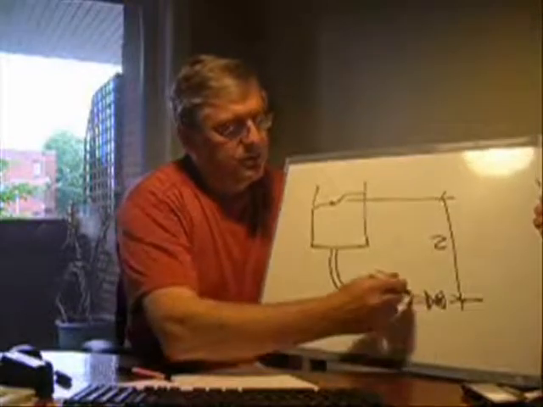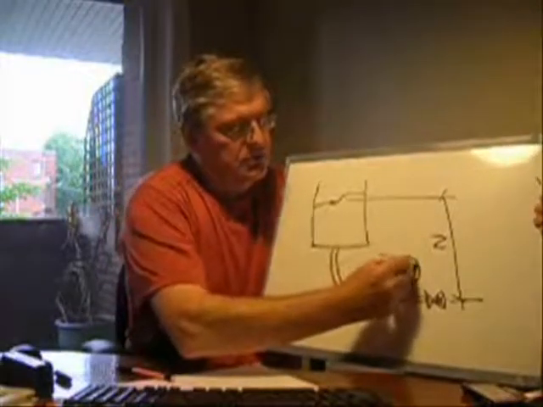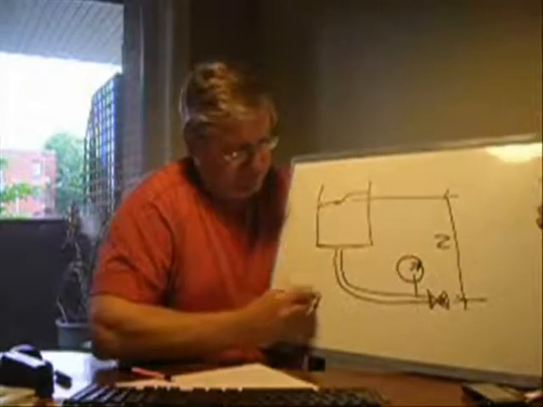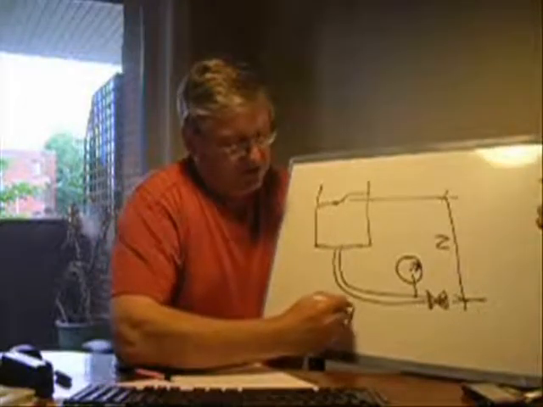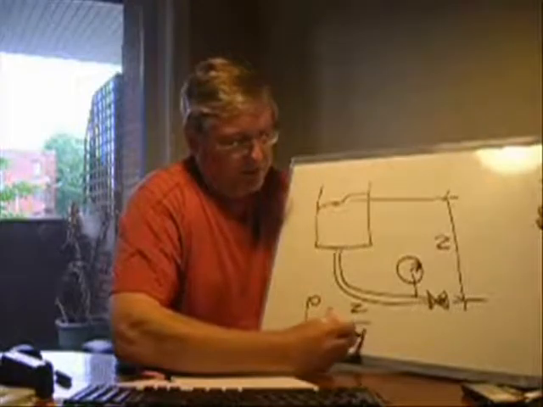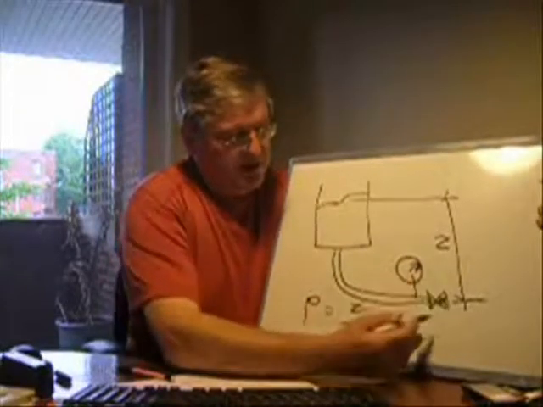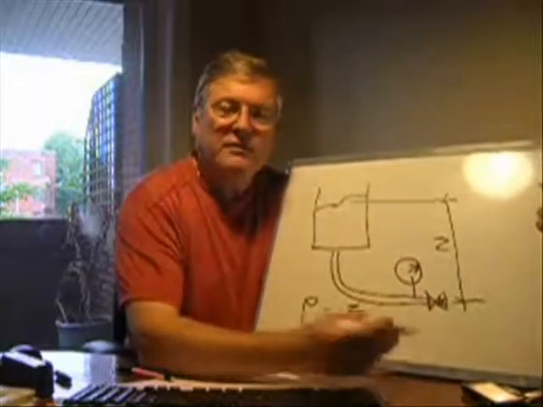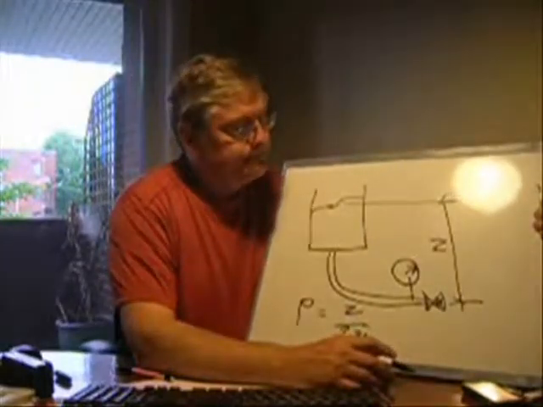And if I wanted to know the pressure here, I could put a gauge, and the pressure would be equal to Z, the height that I measured, over 2.31. Or if I didn't have the height and I had the pressure, I could get the height, because the height might be difficult to measure.